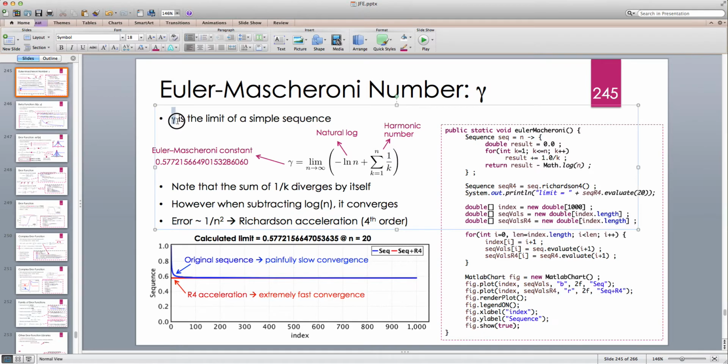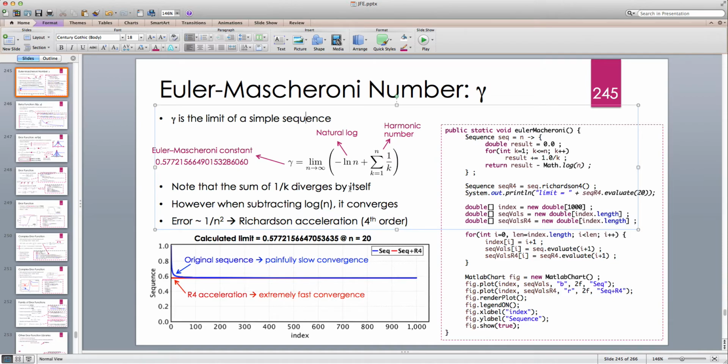So gamma, this number, is the limit of a simple sequence. You sum from 1 to n the numbers 1 over k, and then subtract log of n. And this is a sequence, right? n is the parameter, and you sum from 1 to n. And this sequence must converge, and you can easily justify why it must converge.